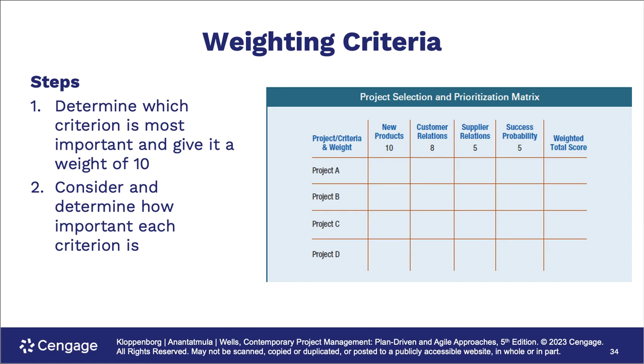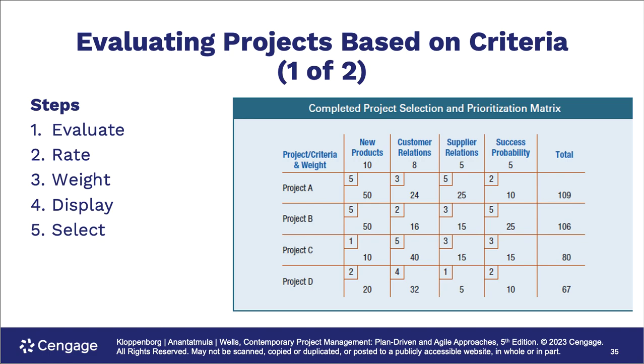Again, so here are the steps. So you give them weights. Consider and determine the importance of each. And these are judgment calls. This is why senior people tend to do these things.